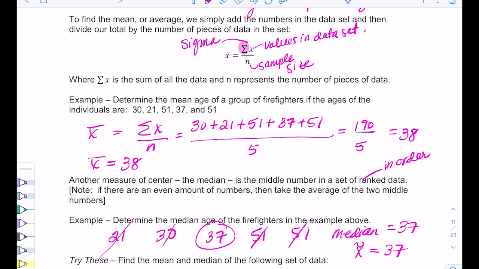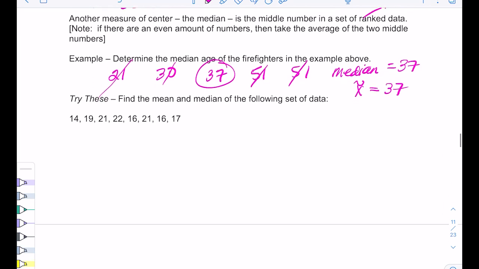Now, what happens if you have an even number of numbers? In that case, we had an odd number. We had 5 ages there, so it was easy to pick out the middle. But when you have an even number, what you're going to do is just take the average of the two middle numbers. So you'll see that in this next example.